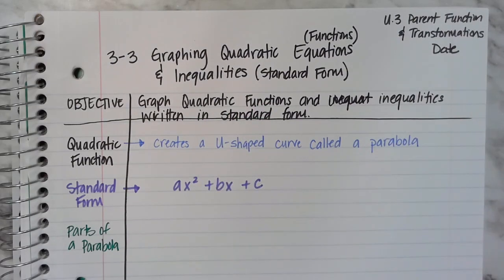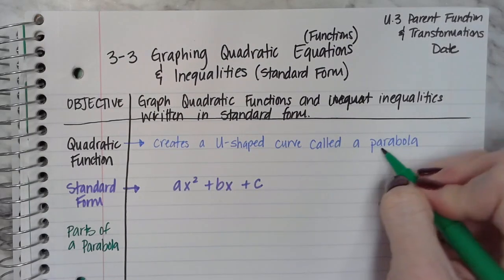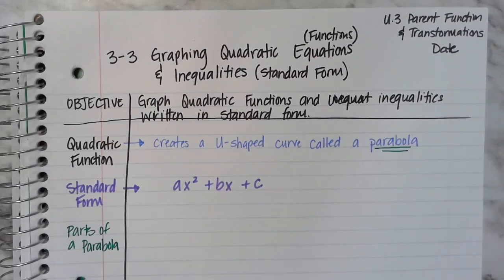Pause the video, make sure you get this stuff written down, and we're going to jump right in. So, quadratic function. A quadratic function is another type of function family. So this is different than absolute value. We're in a whole new family of functions now. Quadratics create a U-shaped curve called a parabola. This is a key word here. Parabola is a U-shaped curve.